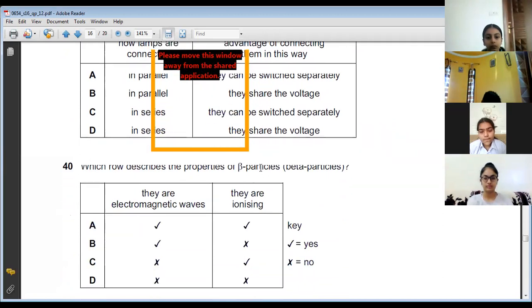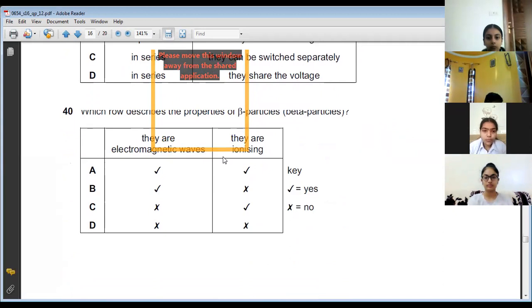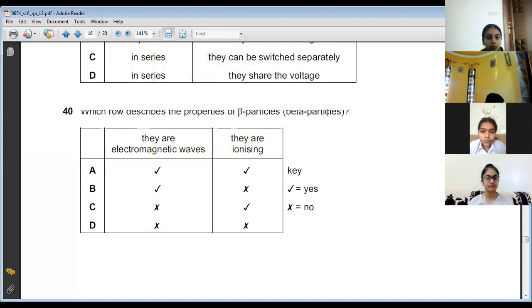Okay, moving on with the last question. This is from alpha, beta, gamma, the radiations. Which row describes the properties of beta particles? Ma'am, C.